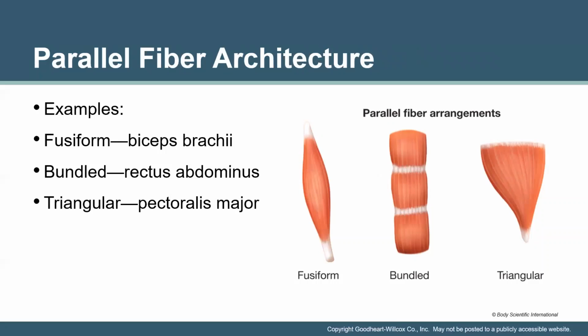When we're talking muscles, then we have to understand that there can be different fiber arrangements. For example, we could have a fusiform muscle or a bundled muscle or a triangular muscle. So fusiform, this is the biceps brachii. An example of a bundled muscle would be the rectus abdominis. And then the triangular shape would be the pectoralis major. In a parallel fibered architecture, we're going to see most of the fibers run parallel to one another. And this is what we're seeing. These examples that I've mentioned, fusiform, bundled, and triangular, are examples of the parallel fiber architecture.